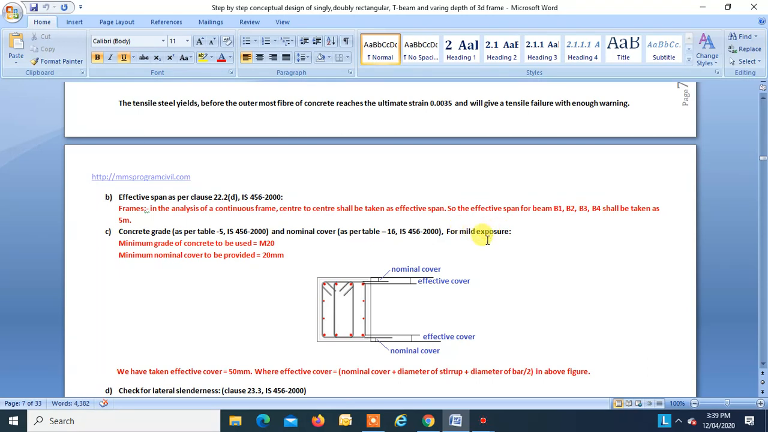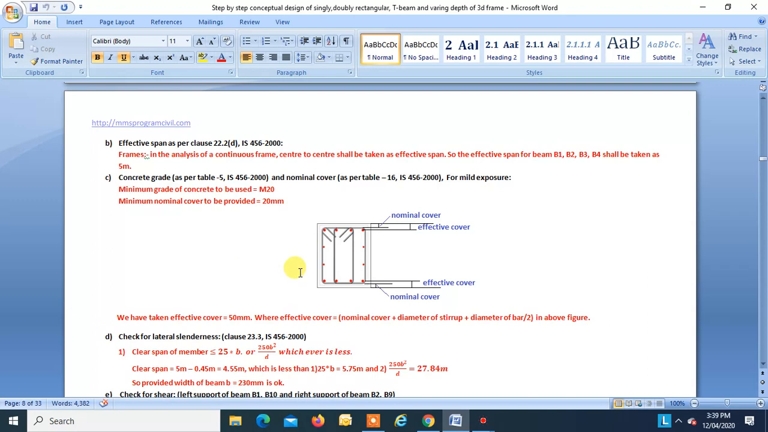So for mild exposure conditions, the minimum grade of concrete to be taken is M20, which you can see in table 5. And nominal cover as per table 16 of IS 456-2000, the nominal cover to be provided should be at least 20 mm minimum, okay? So what is nominal cover?